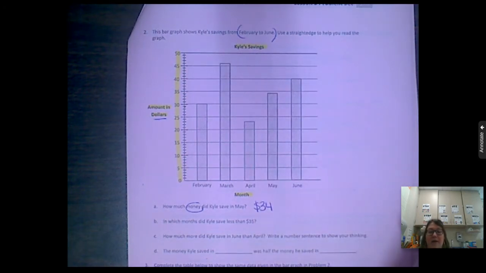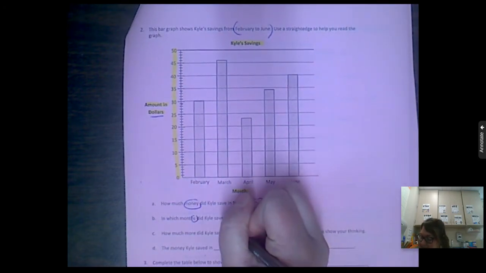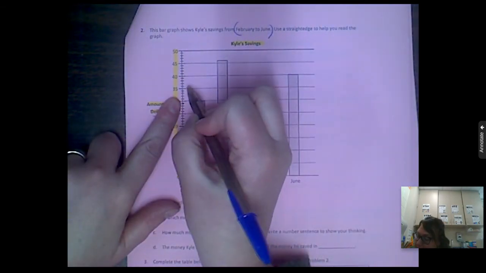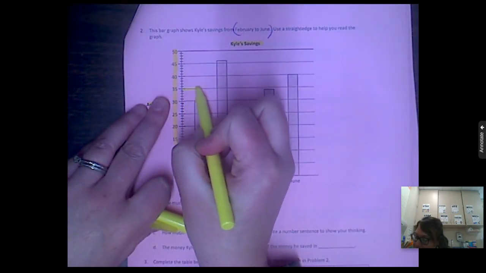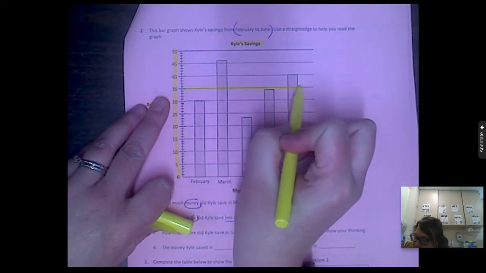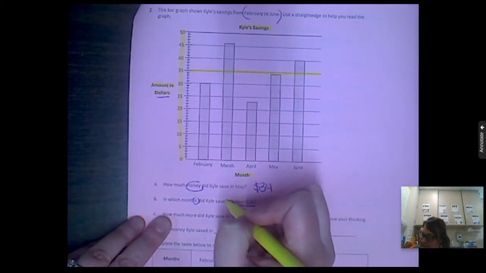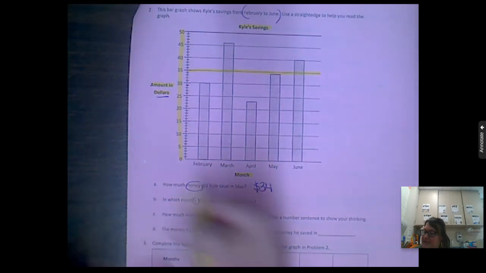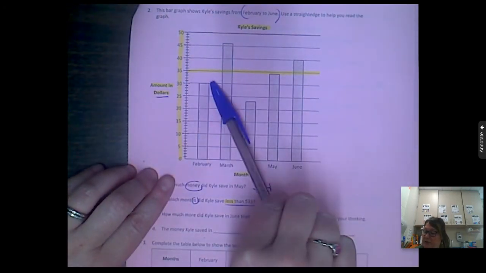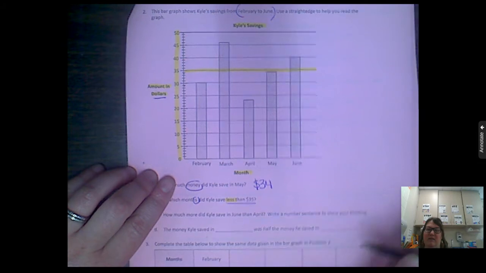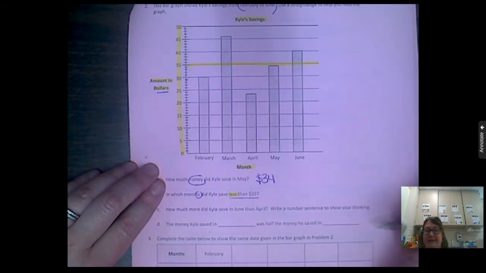Okay. Part B says, in which months, so this is more than one, did Kyle save less than $35? So here's 35 right here. Maybe take your highlighter or your pencil and just darken that line for 35. Basically, if we want to know which months did he save less than 35, we can just name every month where the bar is less than 35. So that's why it's kind of helpful to highlight across like that.